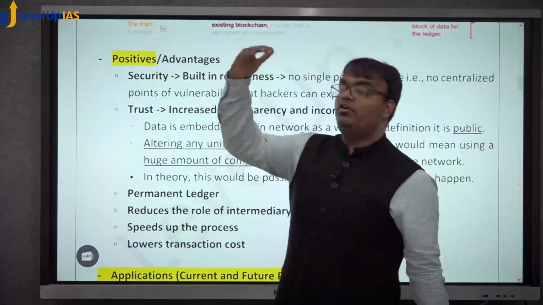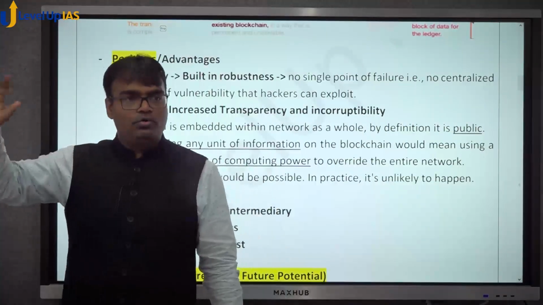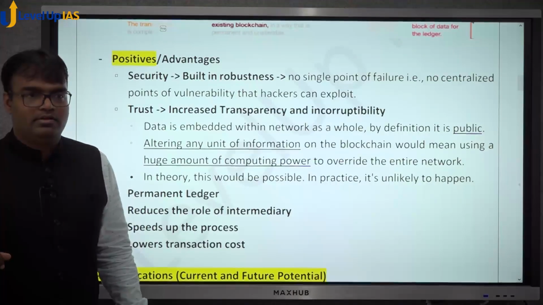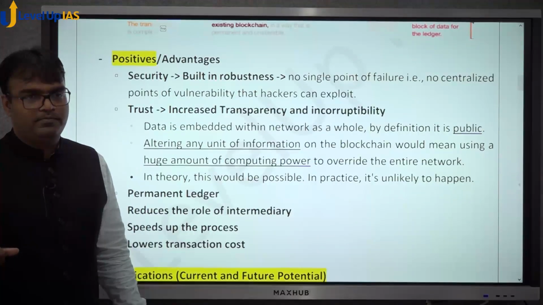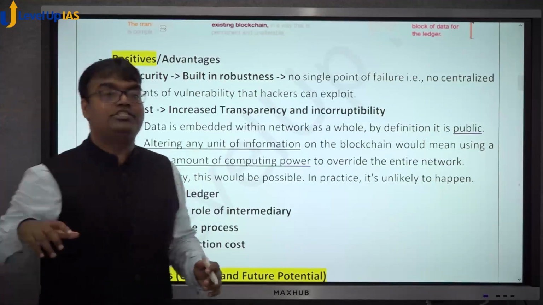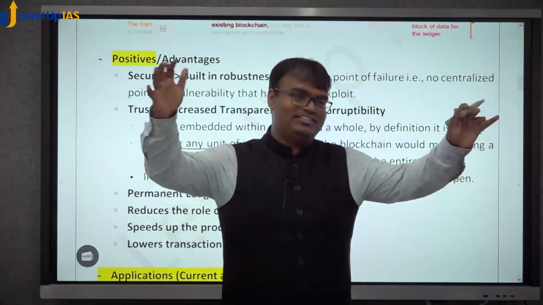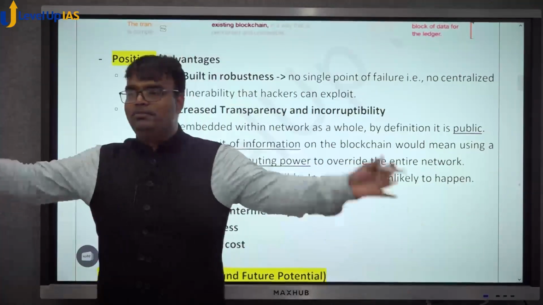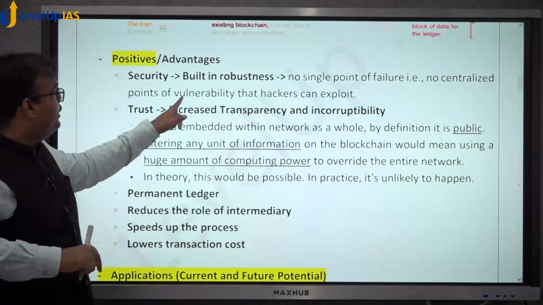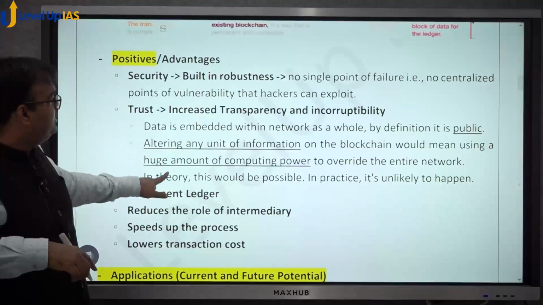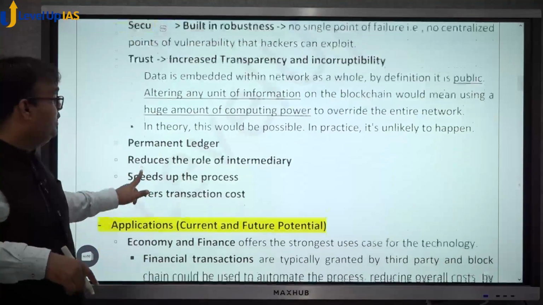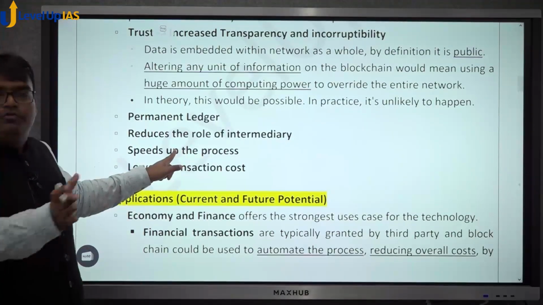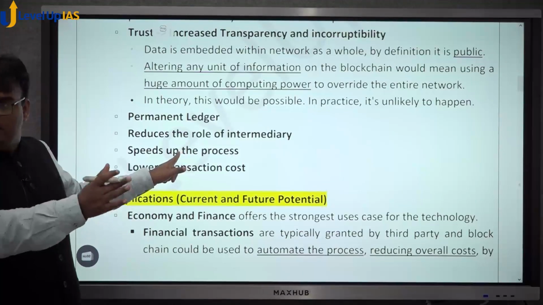Even if I've stored it on cloud, someone can hack into the cloud and destroy it. But when something is distributed in millions of computers, even if it is destroyed at one computer, it will not be destroyed in millions of other computers. So it has built-in robustness, it has transparency, it has incorruptibility. It's a permanent ledger. It is not something that will get destroyed. Even future transactions are kept in the storage.